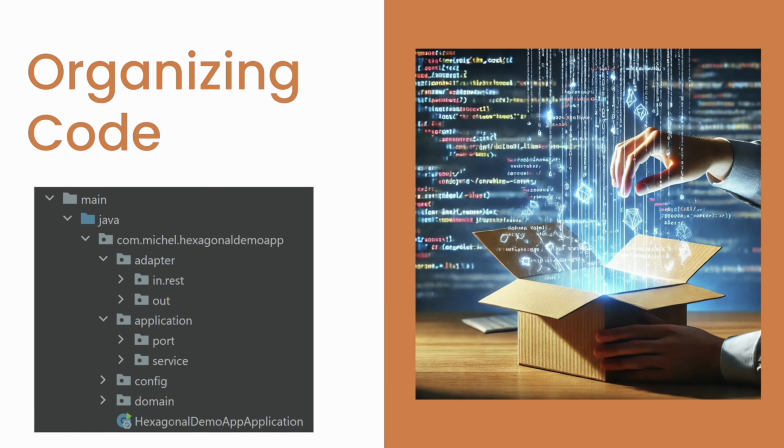Okay, then let's talk a little bit about organizing the code. So we talked about the layers before. You have basically an adapter layer, an application layer, a domain layer, and then here I have a config layer too. Basically all your models, you want to put in the domain layer. In the application layer, you put your use cases and the implementation of them. And in the adapter layer, you have, well, the input and output adapters.